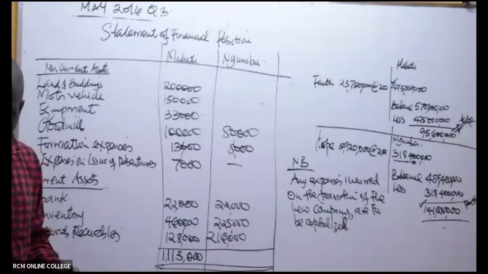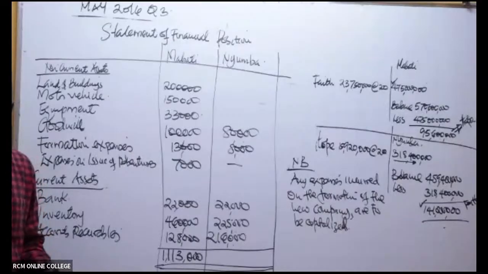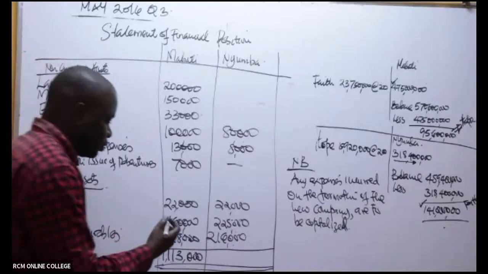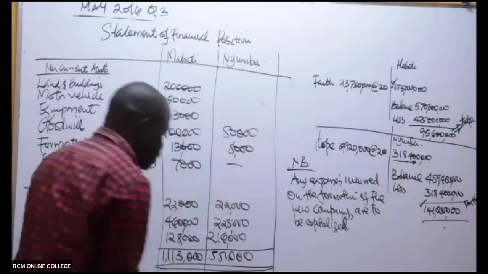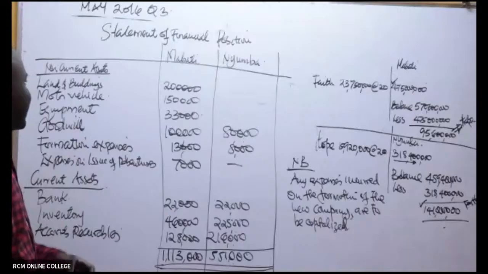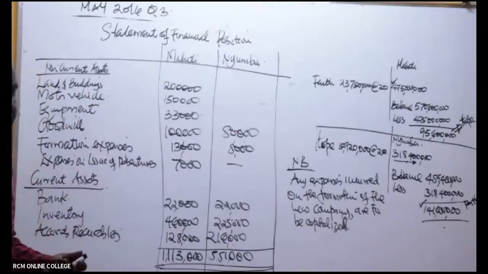551. Elizabeth, is it correct? Yes, 551 seems correct. So in this case utakuwa umemaliza side ya assets. So unaendelea tu.